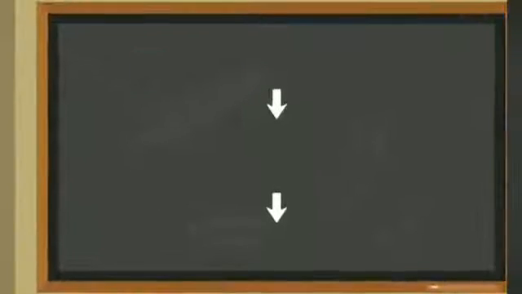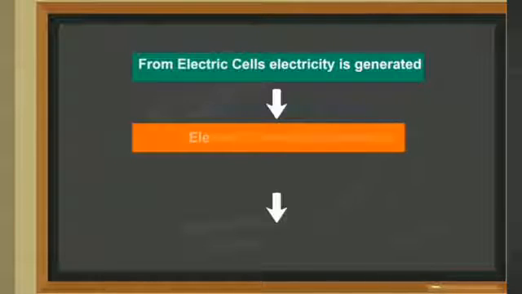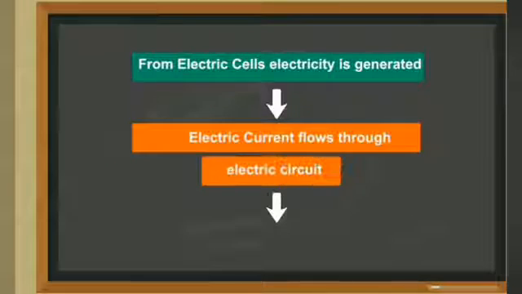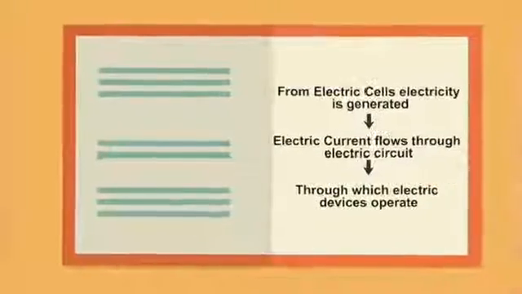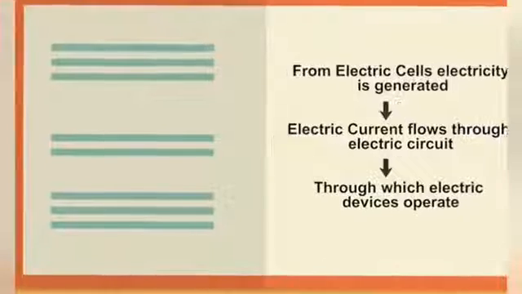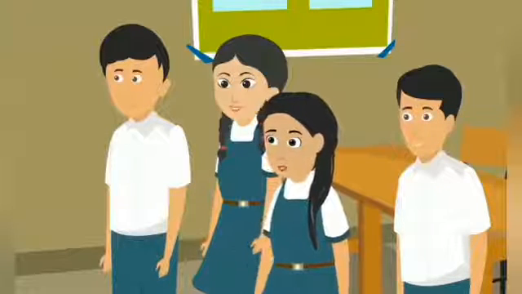Seema Didi created a flow chart on the board like this. From electric cells, electricity is generated. Electric current flows through the electric circuit, through which electric devices operate. All the children made this diagram in their copies. Today's class was very interesting. I will go home and tell about this to mother, father and Sohan.